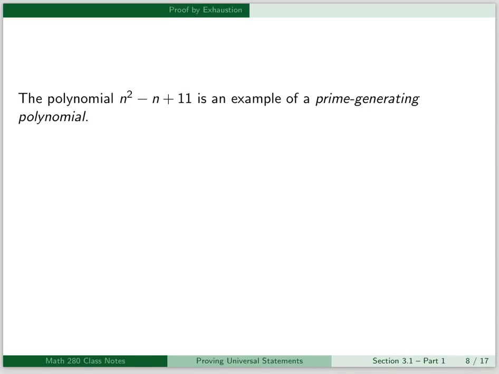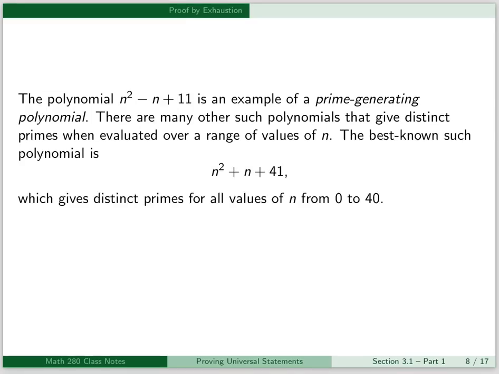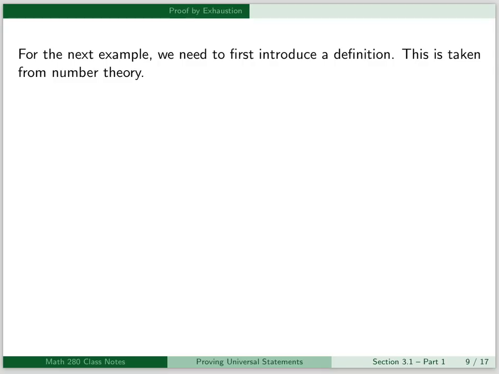The polynomial n squared minus n plus 11 in this example is an example of a prime-generating polynomial. There are many other such polynomials that give distinct primes when evaluated over a range of values of n. The best known such polynomial is n squared plus n plus 41, which gives distinct primes for all values of n from 0 to 40. The only way to prove a certain polynomial is a prime-generating polynomial is to use a proof by exhaustion.